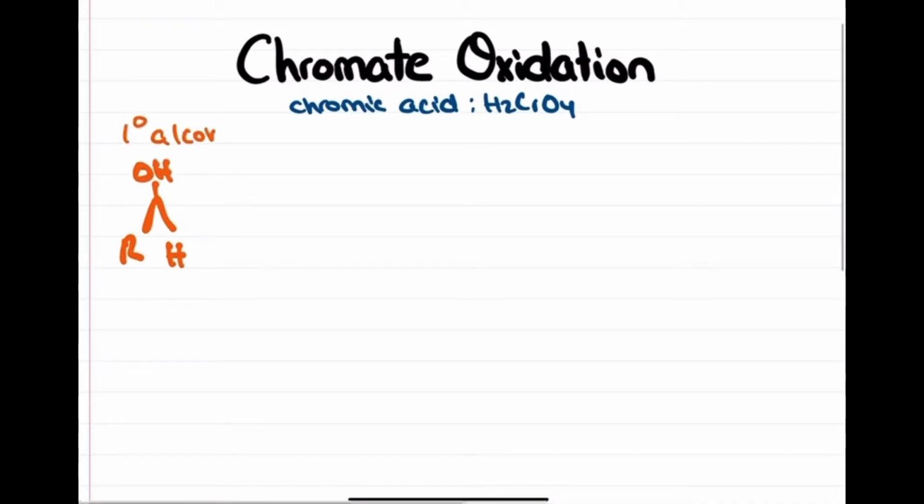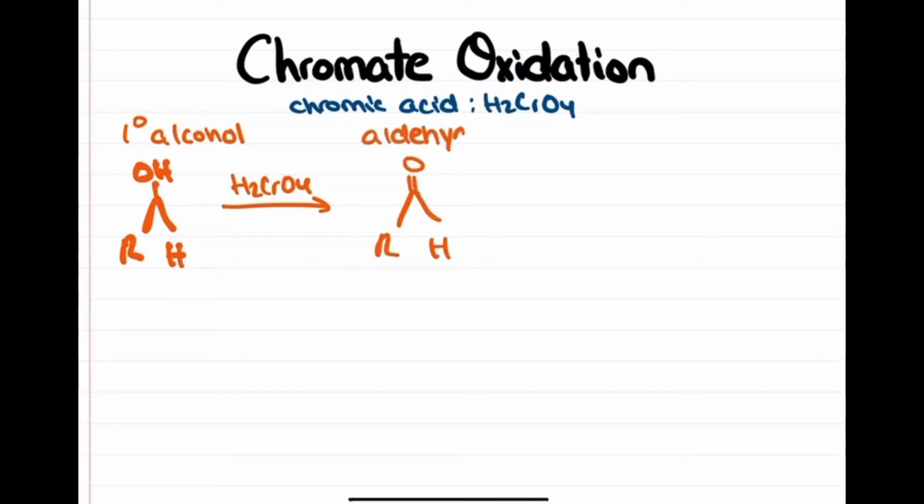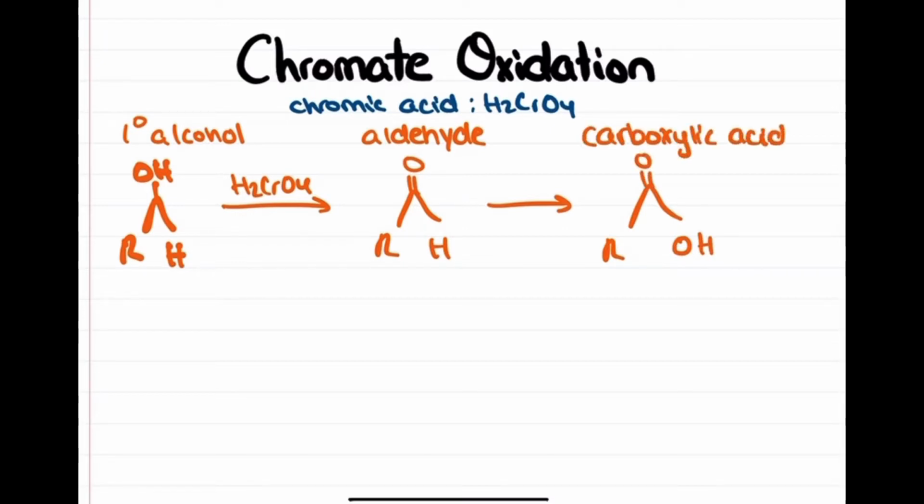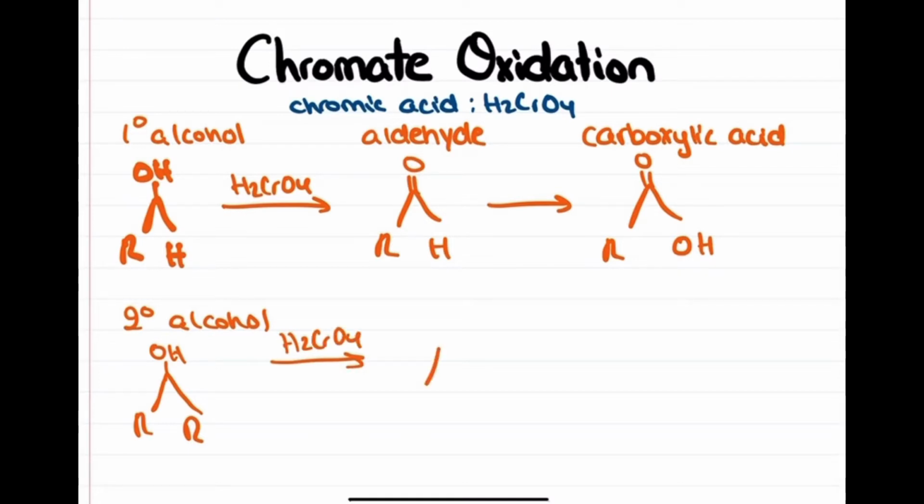So if you place a primary alcohol with chromic acid, it will be oxidized to an aldehyde, which in turn will be further oxidized to a carboxylic acid, since, as we mentioned before, chromic acid is a very strong oxidizing reagent. Now, if we placed a secondary alcohol with chromic acid, the secondary alcohol will be further oxidized into a ketone.